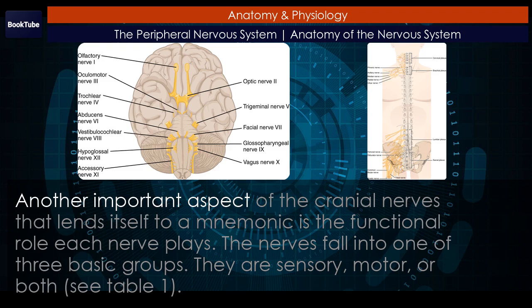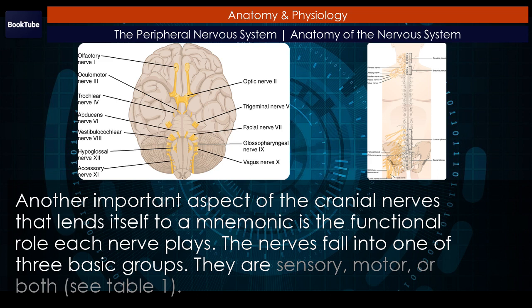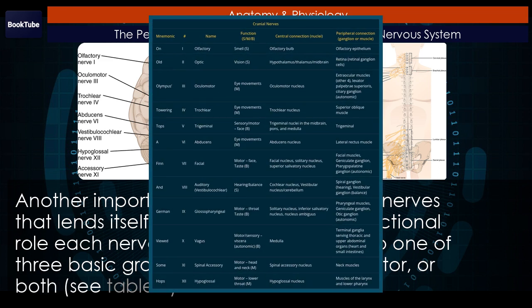Another important aspect of the cranial nerves that lends itself to a mnemonic is the functional role each nerve plays. The nerves fall into one of 3 basic groups. They are sensory, motor, or both. See Table 1.